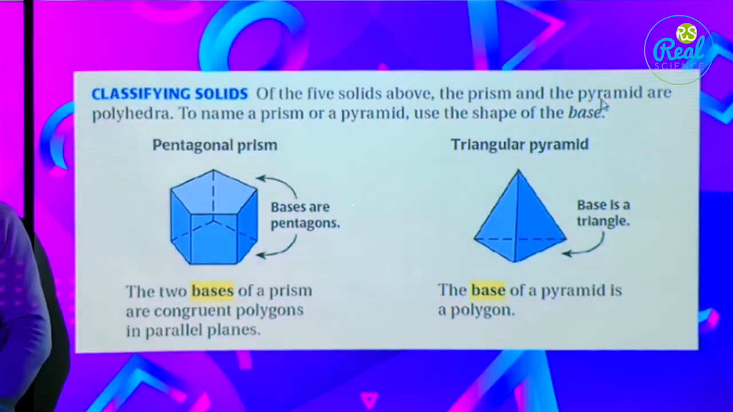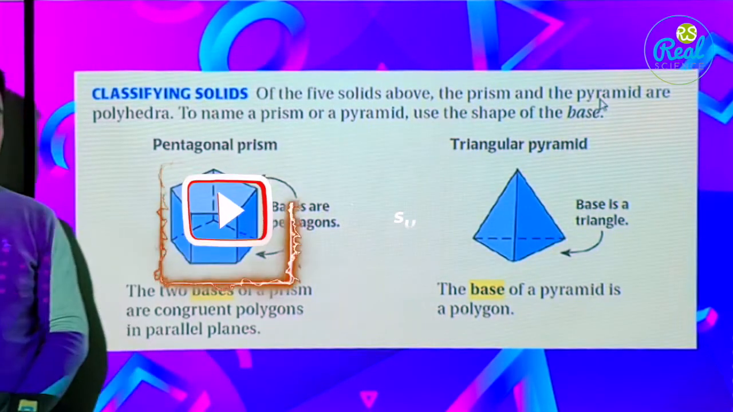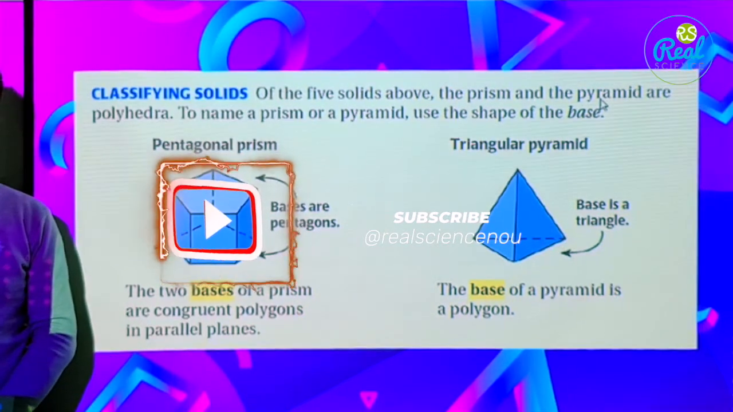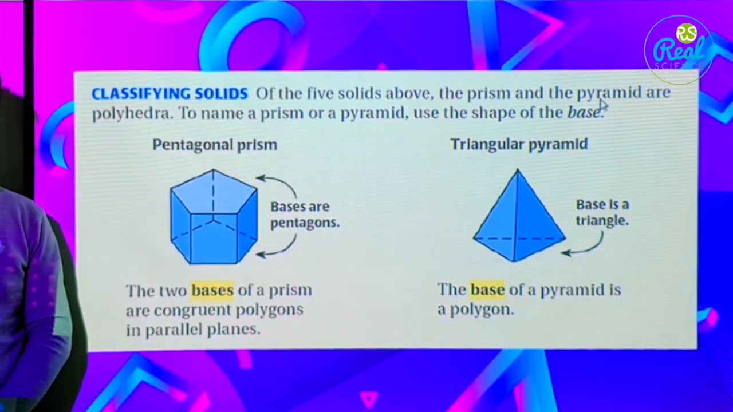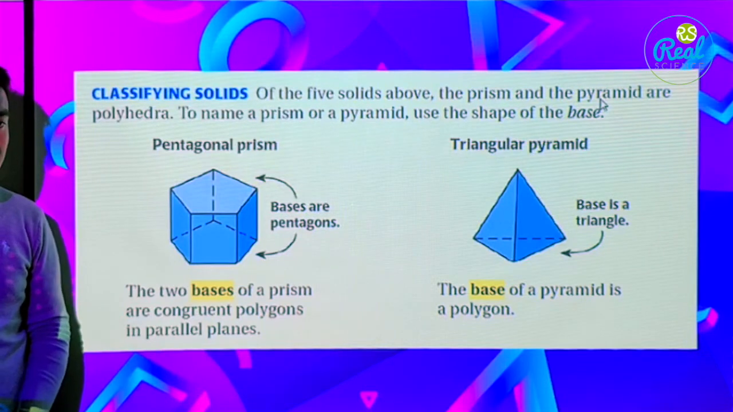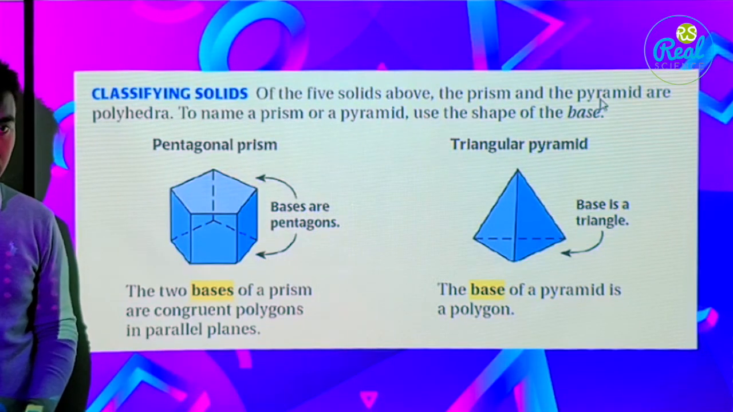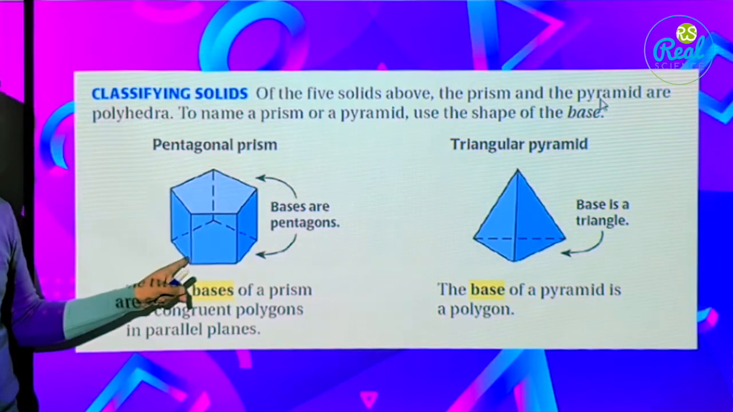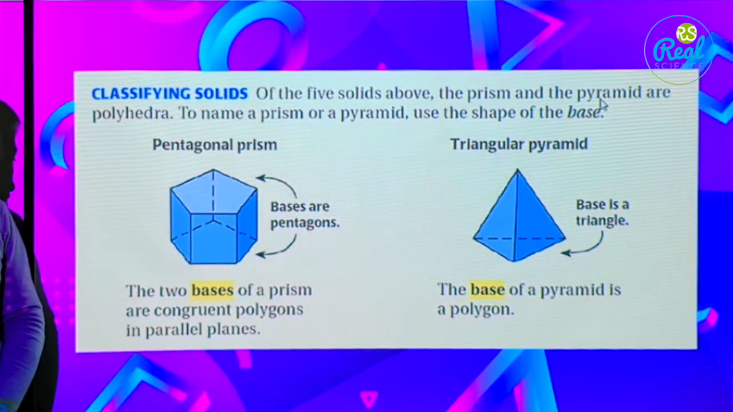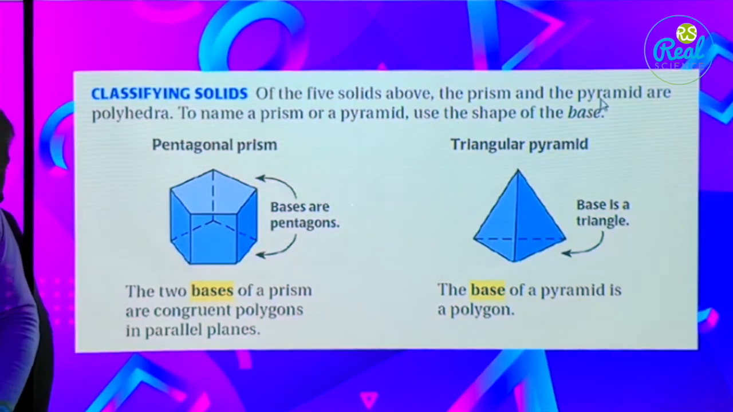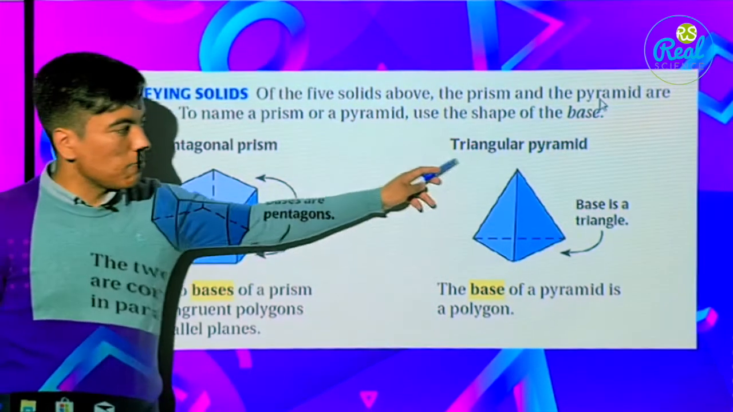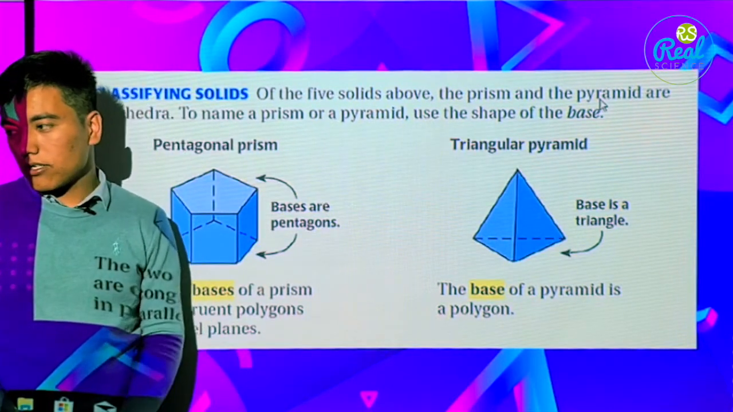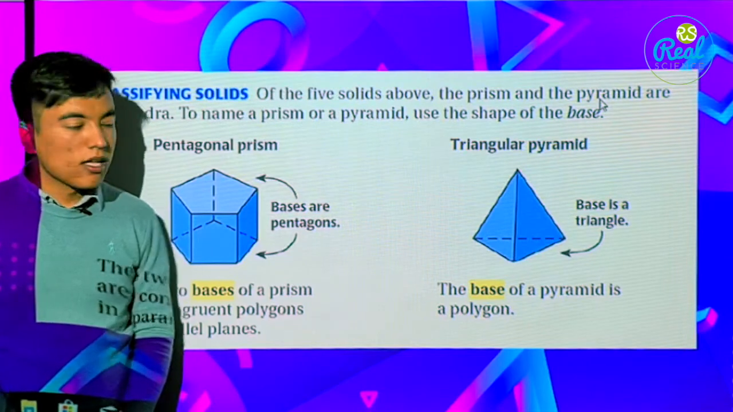Classifying solids. Classification of solids is based on what kind of figure is in the base of this kind of solids. For example, what kind of figure is in the base of this one? Pentagon. That's why it's called pentagonal prism. Triangular pyramid. What is the base of this one? Triangle. That's why it's called triangular pyramid.